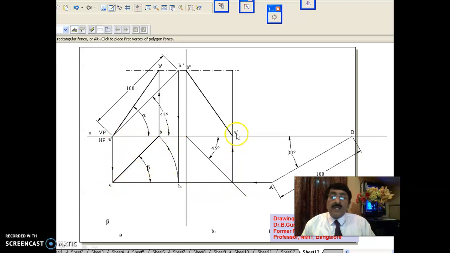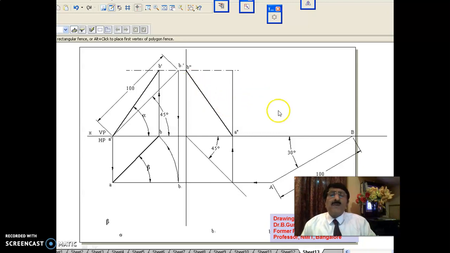A from here, you get A double dash. B from here, you get B double dash. This is how the line is seen in the side view when you look from the left view. When you look from the left, this is how the line is seen, with end A on HP and end B on VP. That is why A double dash is on the XY line and B double dash is on the X1Y1 line.